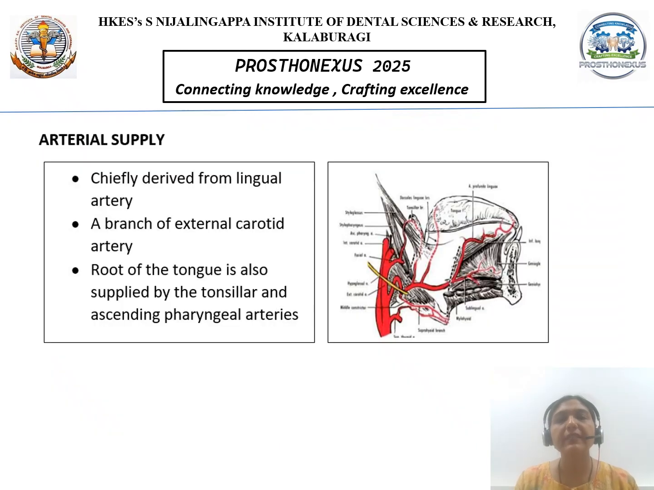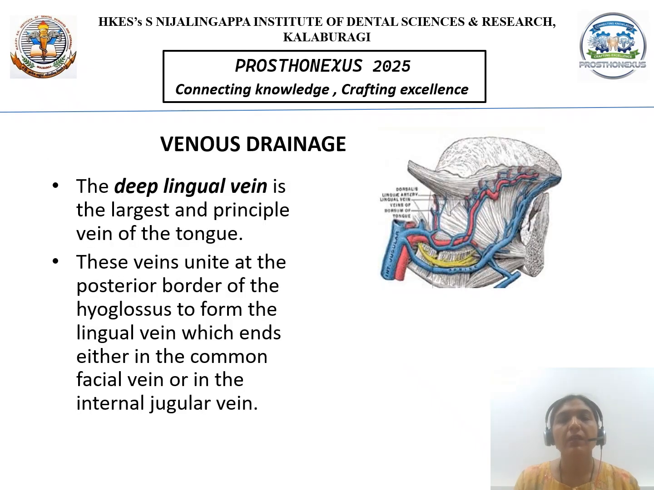Now coming to the arterial supply, the main supply is from the lingual artery, which is in turn a branch of the external carotid. The root of the tongue is also supplied by the tonsillar and ascending pharyngeal artery. You can see the carotid and the lingual artery which supplies the tongue. The venous drainage is mainly by the deep lingual vein, which is the largest vein, present on the ventral surface, and in turn it drains into the facial vein or the internal jugular vein.